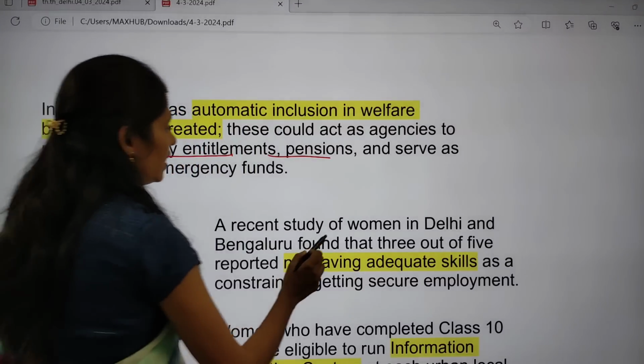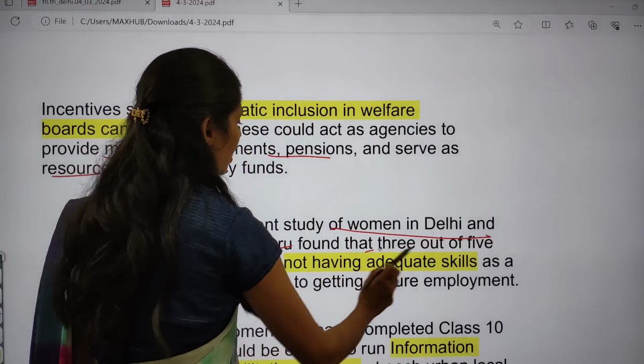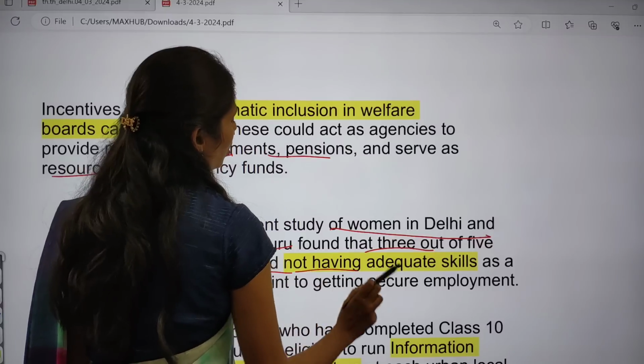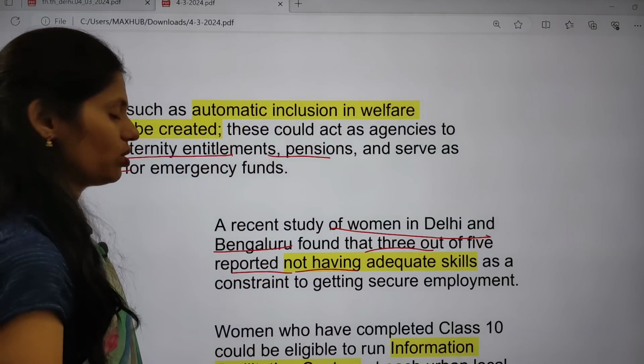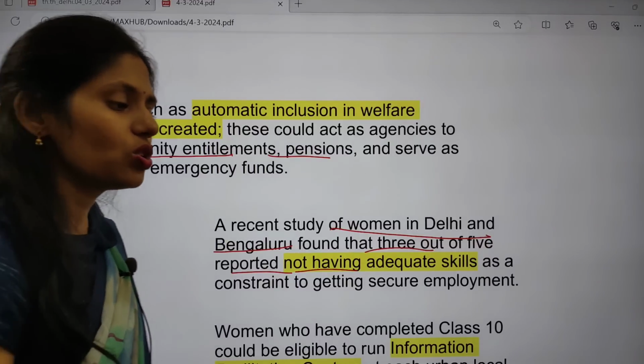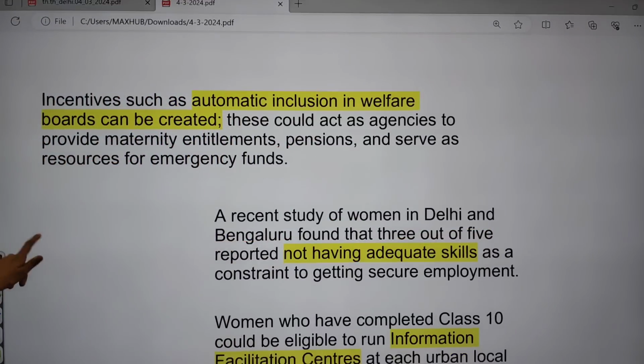And a recent study of women in Delhi and Bangalore found that 3 out of 5 reported not having adequate skills. Okay, so because of this they are not getting the jobs. So government can also focus on the skill development.